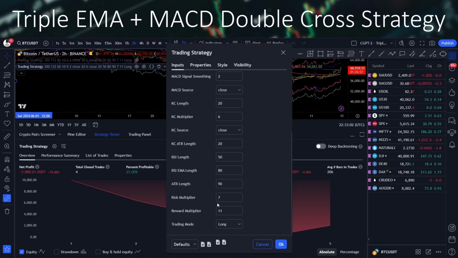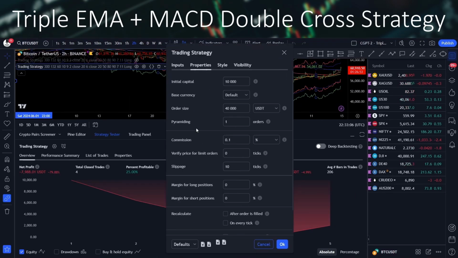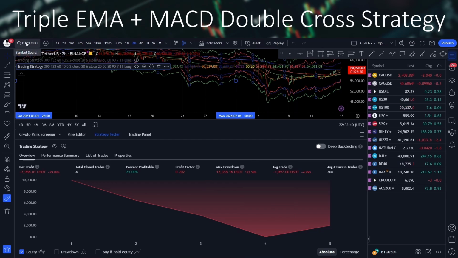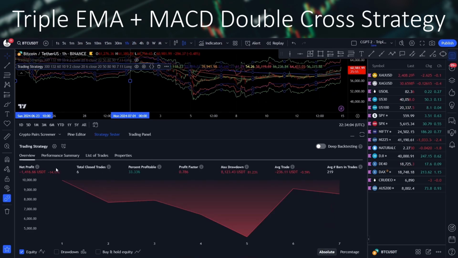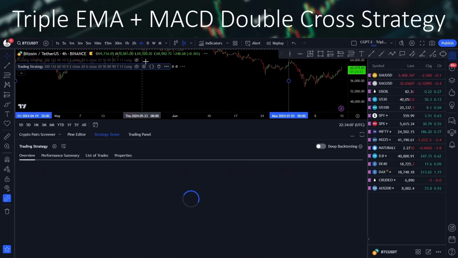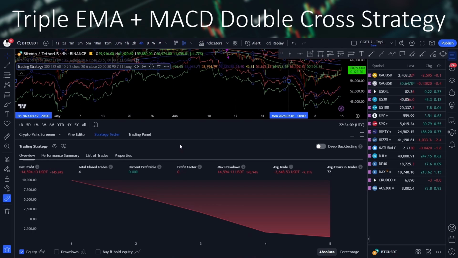Here's the optimization with the date range limiter and the properties tab. And first of all, on BTC USDT 2 hour chart, it is absolutely trash. Negative 18% net profit and more than 100% maximum drawdown. That means this strategy would have blown up an account. Let's see the 1 hour. It is still bad, but not as bad as the 2 hour chart. The 4 hour is still a losing one and the worst of all.